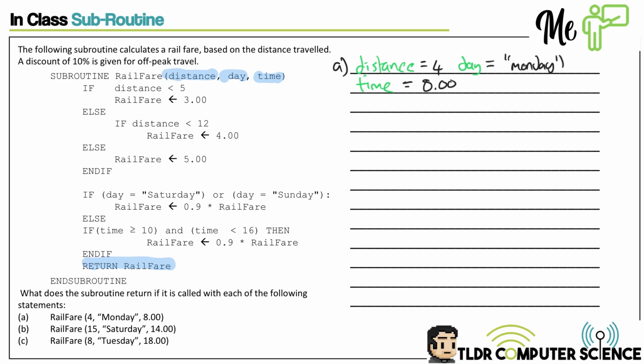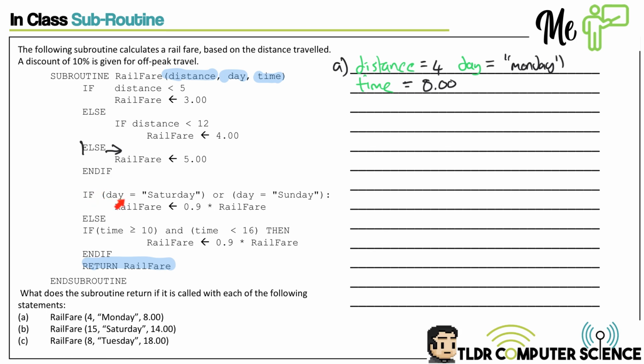Now we've got distance is 4, we can view here. If distance is less than 5, is distance less than 5? Yes. So we can go in here. Rail fare is set to 3. Now because we've got this if, do we do the else? No. Oh, and I see what you mean. I think that else should be here, because the nesting is really messed up. So that should be the if and else for this, and then end if.